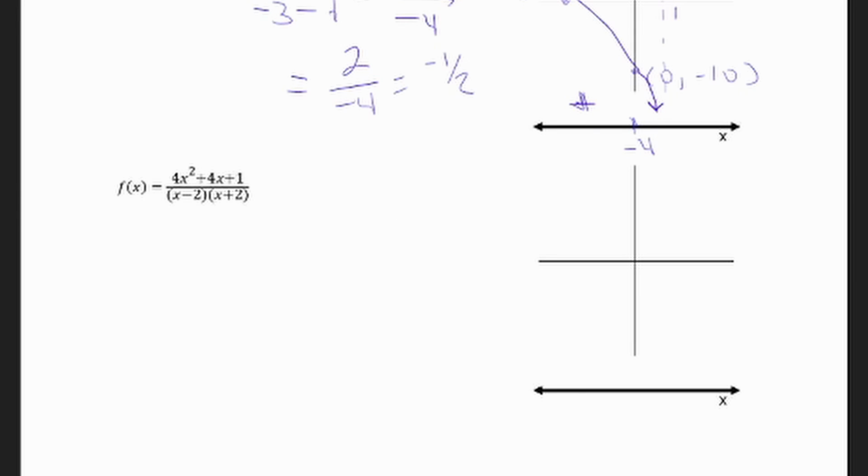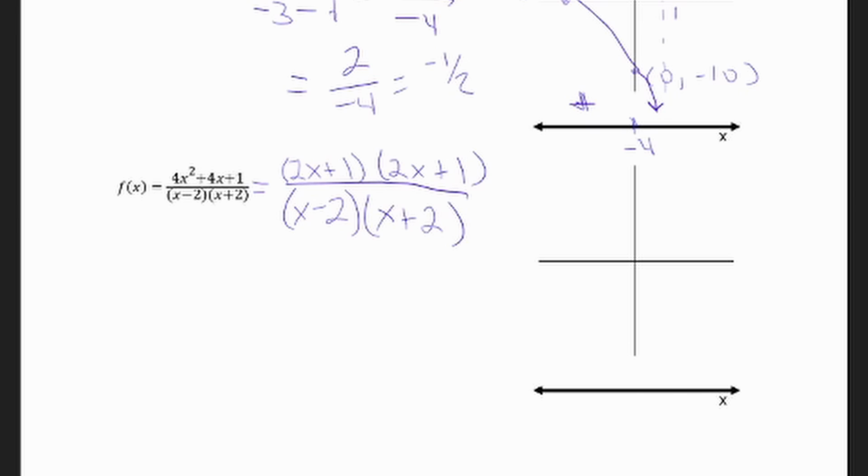Okay, so the last function here, I'm going to actually leave this up to you guys to solve. It looks very complicated, but I'll get you started. So the first step here is to actually FOIL out this equation here, and I'll just give that to you. That will be 2x plus 1 times 2x plus 1 over x minus 2 times x plus 2.